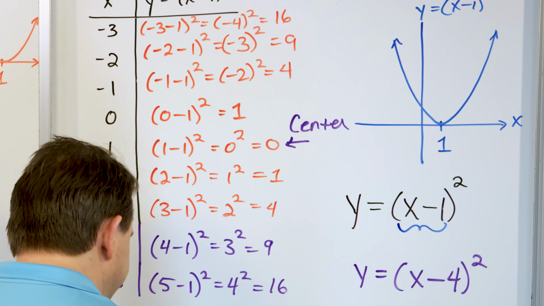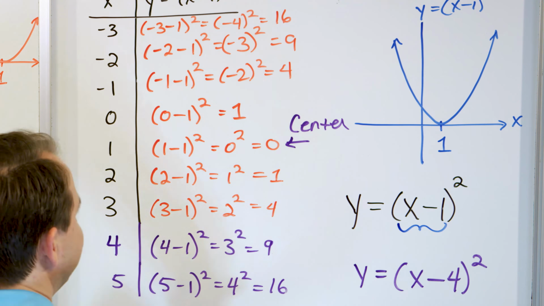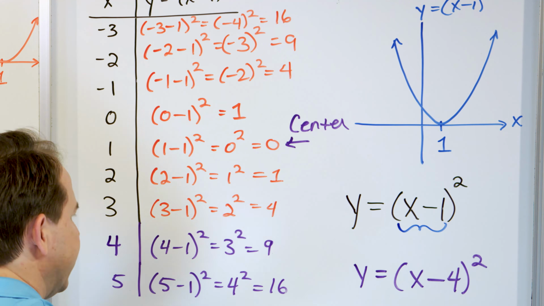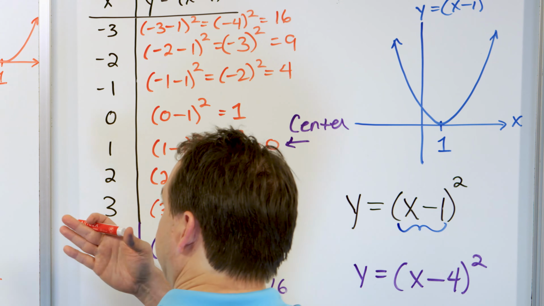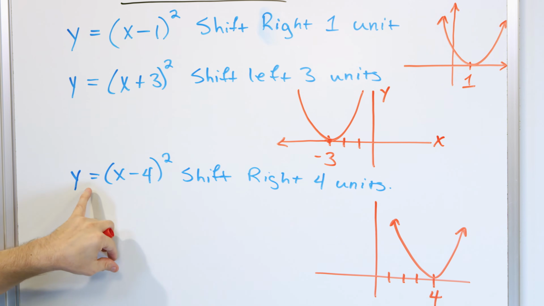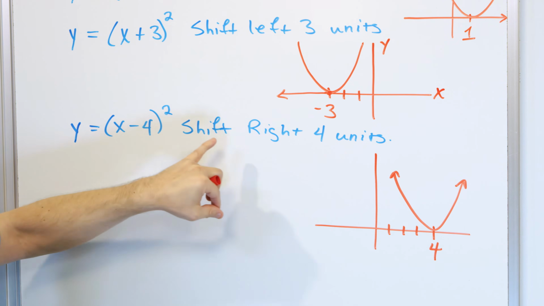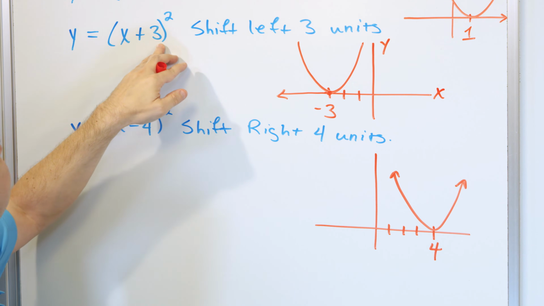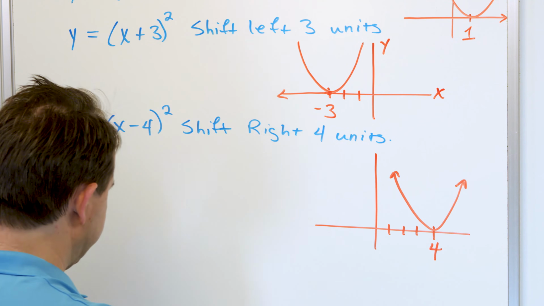And the same thing happens in the other direction. See, we didn't do a table of values. But I've already told you that shifting to the left, I can just look at this one here. If you have the equation x plus 3 squared, that's a shift to the left 3 units.